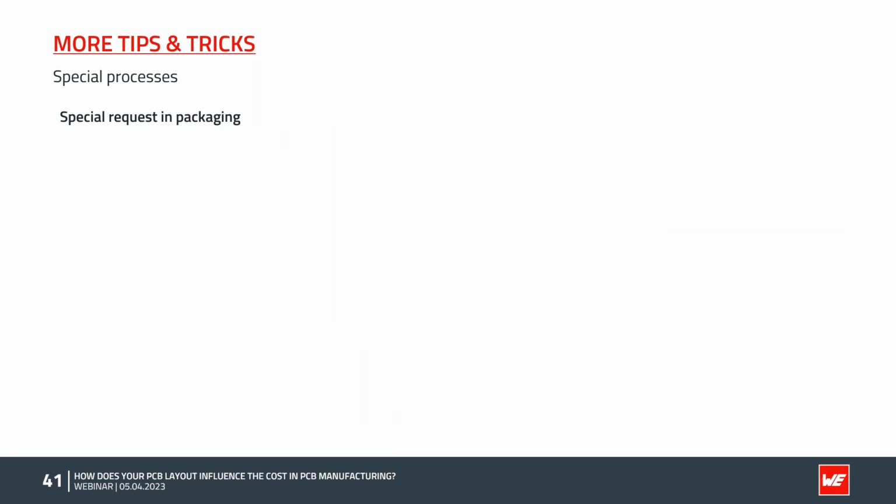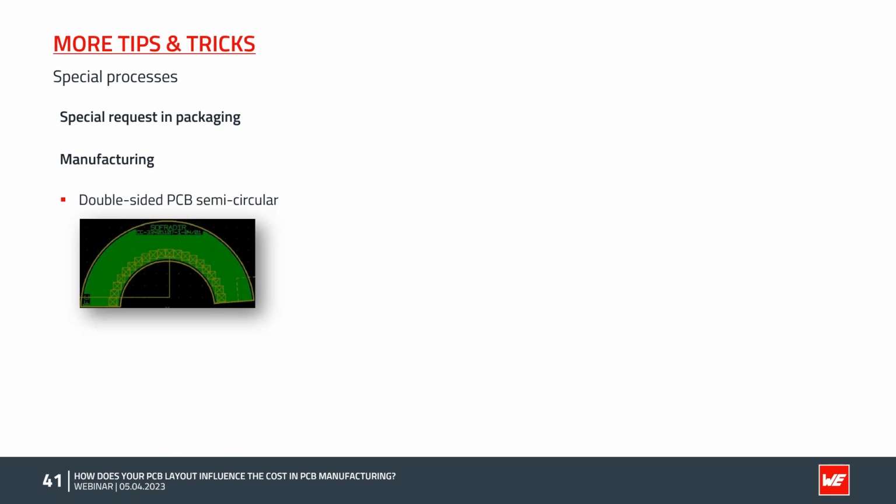Well, then we have some special requests. Here is an example for a special request in packaging. It's quite an extreme example, but it's a real-life example. During manufacturing, we had to build a double-sided PCB, here this semicircular PCB. The order was 2,600 PCBs. So we had to manufacture 14 production panels. And this is quite a typical lot for our manufacturing. Could be more, could be less, but 14 production panels is quite typical.